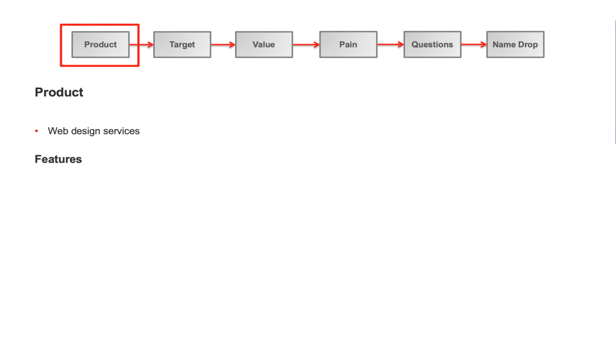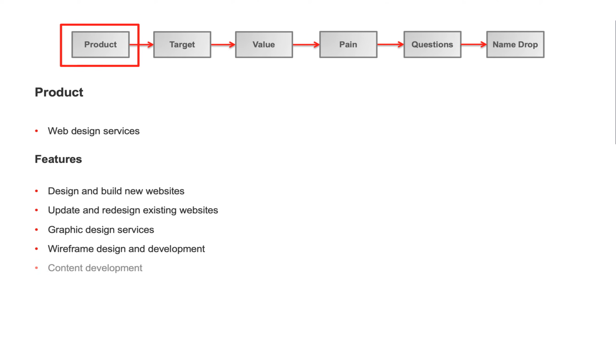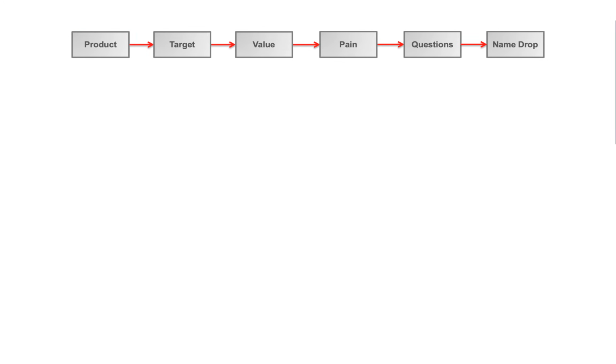Because at some point in our sales message, we need to explain, this is what I sell and this is what it includes. Website design services includes designing and building websites, updating, redesign, graphic design, wireframe design, content development, updates, copywriting. So that's the product. Moving on to the next step here.